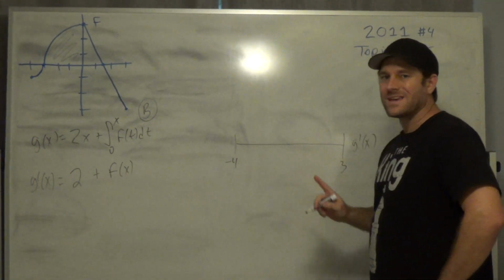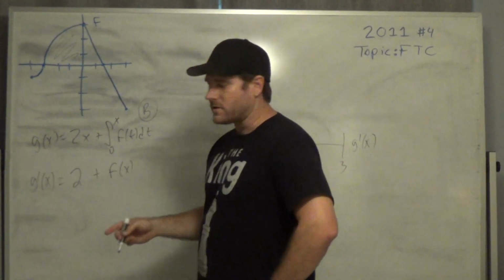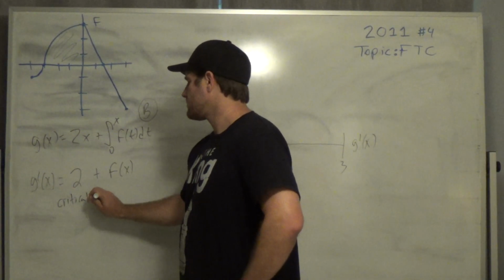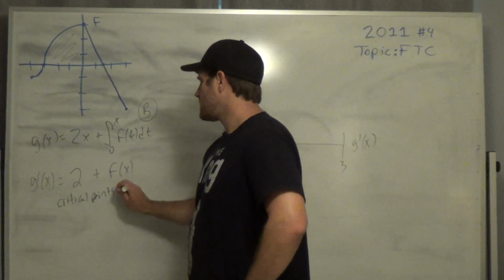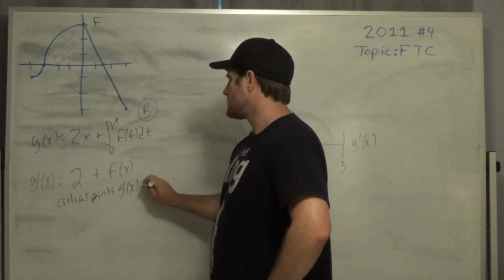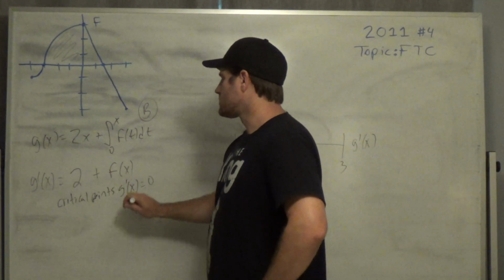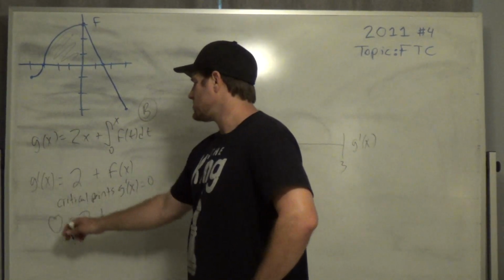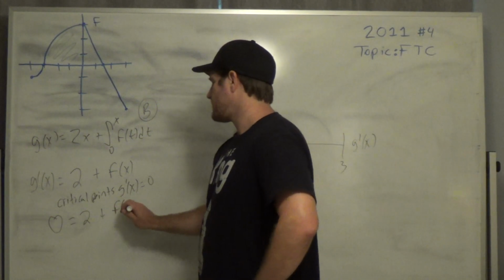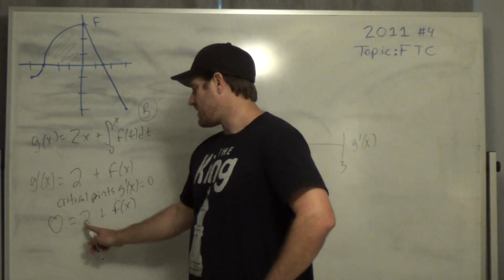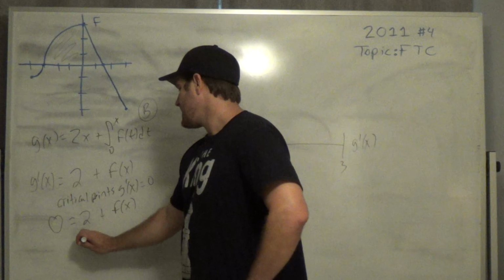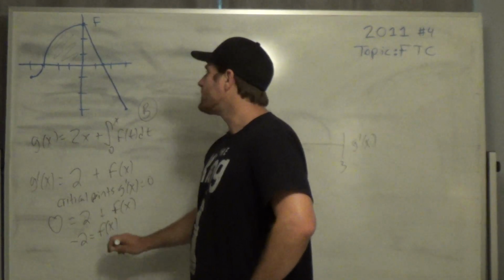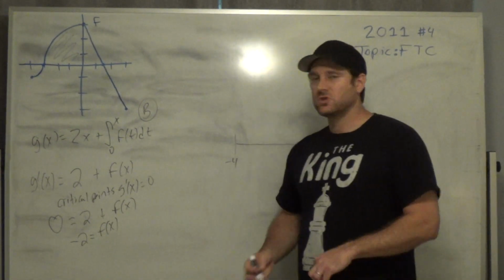And critical points, this is important, critical points are where the derivative equals 0. So when does G prime x equal 0? We set G prime x equal to 0, and then something interesting happens. I can move this 2 to the other side, and I'll get, when does G prime x equal 0? When f of x is -2.